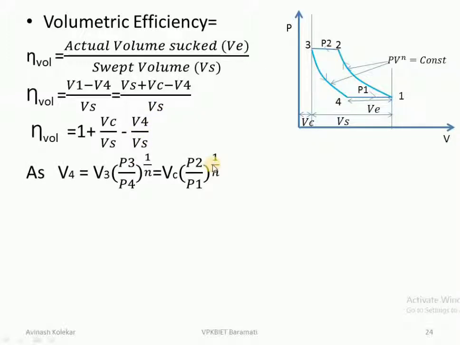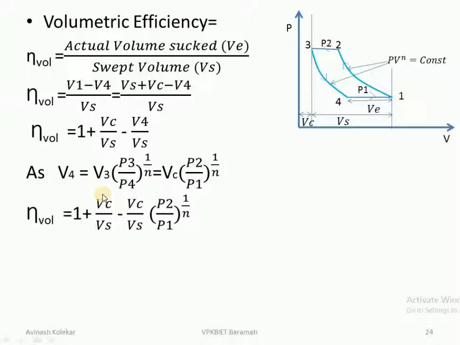Now, before that, we know that V4 can be calculated in terms of the pressures P3 and P4. So that can be written like this: V4 is equal to V3 into P3 upon P4 raised to 1 upon n. In this case V3 is nothing but Vc, and P3 by P4 is nothing but P2 by P1, because the delivery pressure is the same, that is P2 and P3 are the same, and P1 and P4 are the same. So you can replace P3 with P2 and P4 with P1. So I have got V4 in terms of the clearance volume and the pressure ratio.